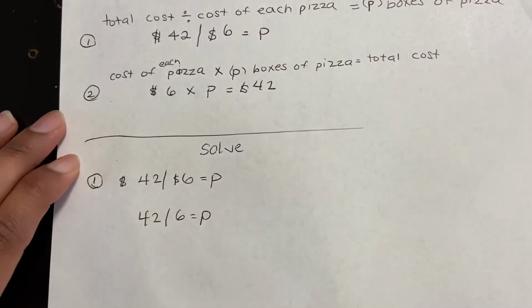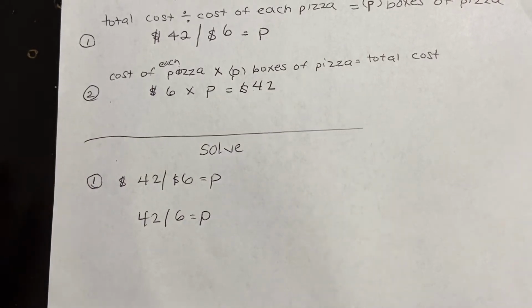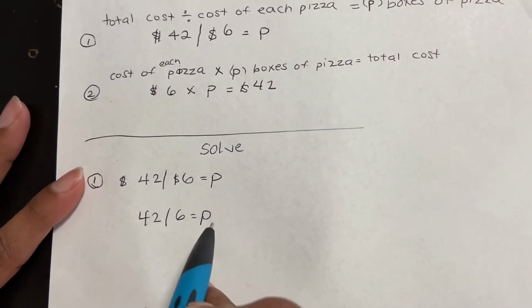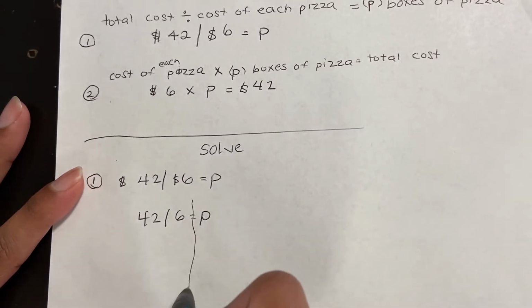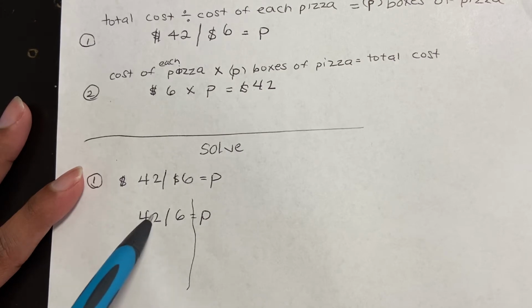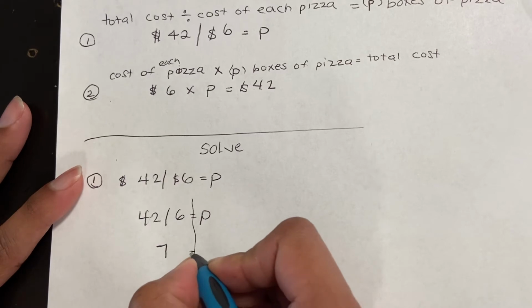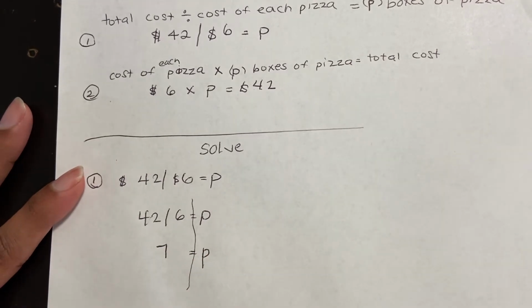So this one's pretty simple because I don't have to isolate P. And by isolate, I mean get P all by itself, because it already is all by itself on the equal sign. So I don't have to do the inverse operation. I don't have to do the opposite operation. I can simply say, well, how many times does 6 go into 42? And the answer to that is 7. So that means P is equal to 7. All right, that was pretty simple.